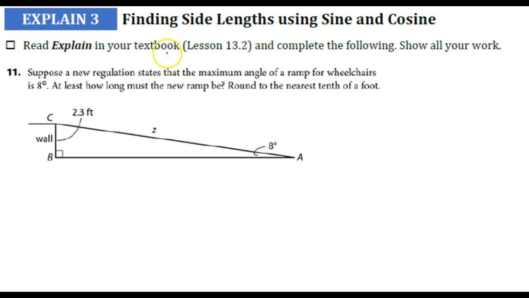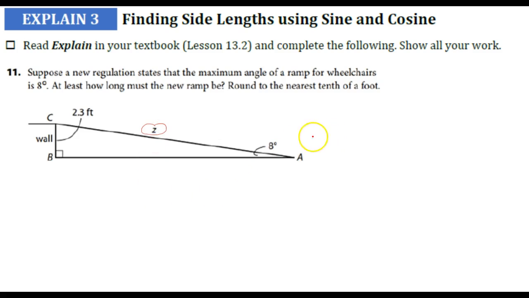All right, now we're going to go into a word problem. They do give us a picture, which is kind of nice. So here it says, suppose there's a new regulation that states the maximum angle for a wheelchair ramp is 8 degrees. And if you ever had to push a wheelchair, you want that ramp to not be at a very steep angle and to be kind of long, so that it doesn't take that much effort to push up. So it has to be 8 degrees. The wall's about 2.3 feet off the ground, and they want to know how long the ramp has to be. So they want to find that.